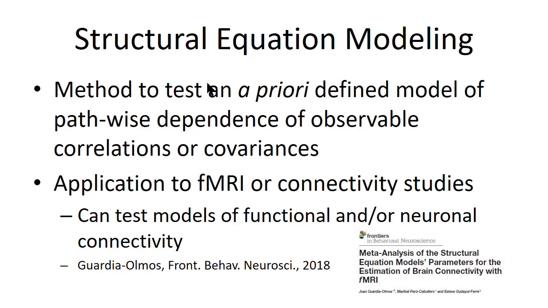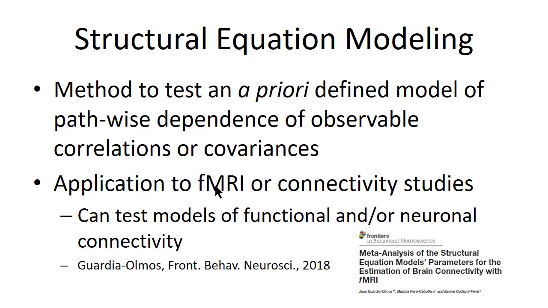Now, structural equation modeling is a method that allows you to test an a priori defined model of the pathwise dependence of observable correlations or covariances in a set of data. Now, regarding the application to fMRI, as with many of these complex network techniques, they're borrowed from the social sciences. So structural equation modeling was originally developed to look at issues that are present in social science.